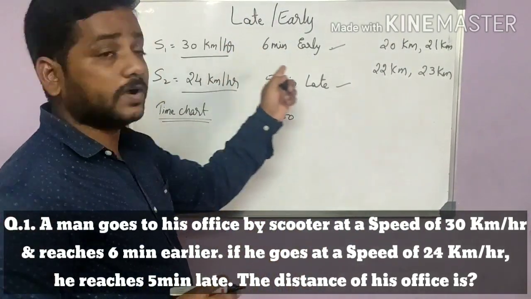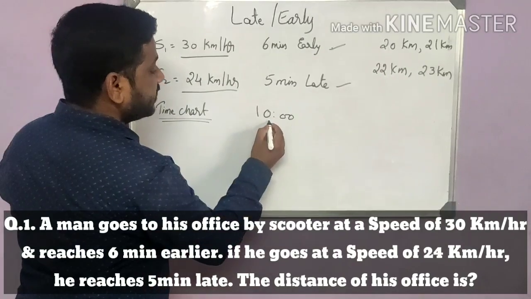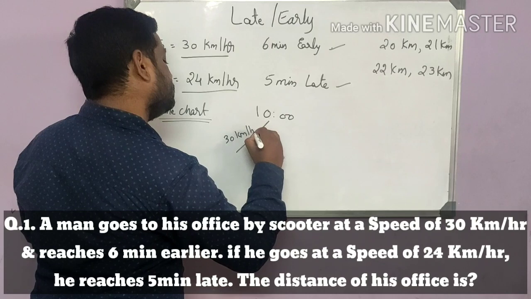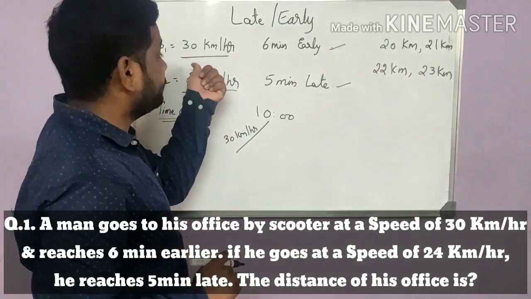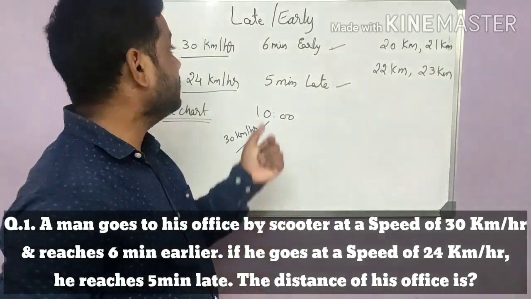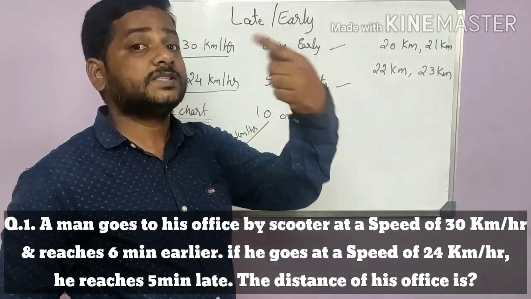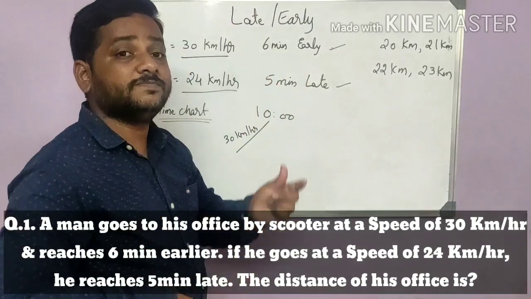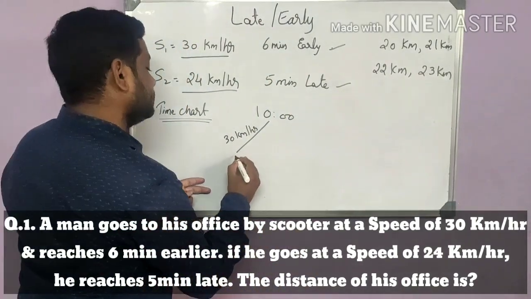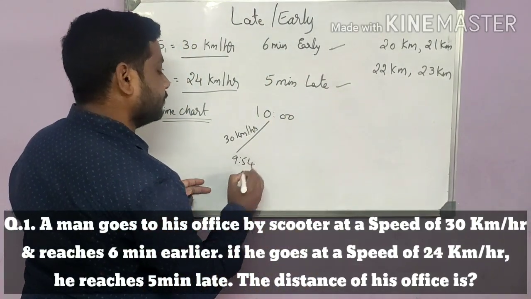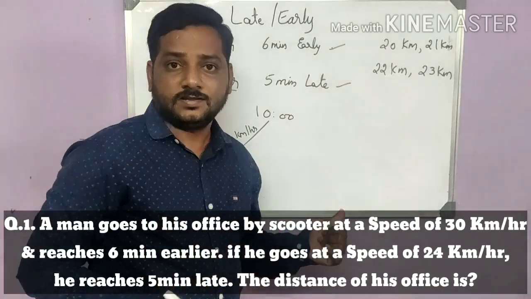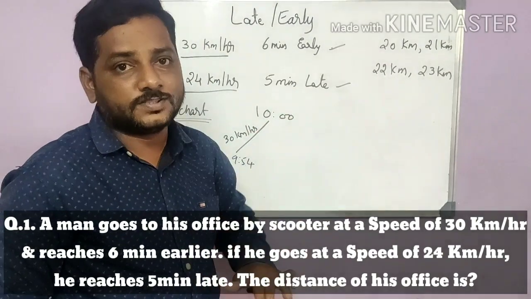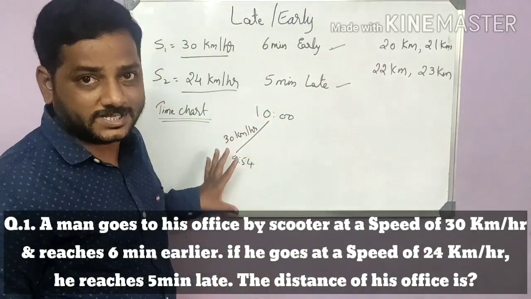So in case 1, it says that he is moving at a speed of 30 km per hour. If he goes at 30 km per hour, he reaches the office 6 minutes early. So what is its time? He should reach at 10, but he reached 6 minutes early. So I can say that he reaches at 9:54, 9 hours 54 minutes. At that time, he will reach the office. According to this statement, I am writing it here.